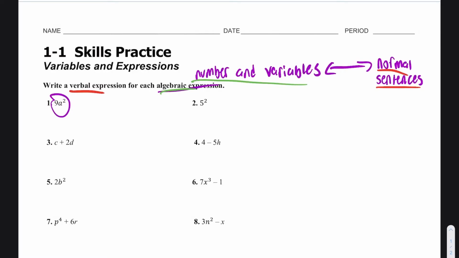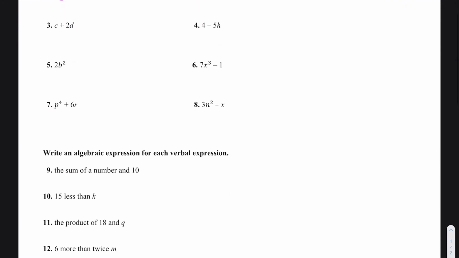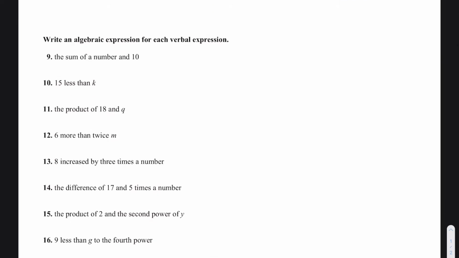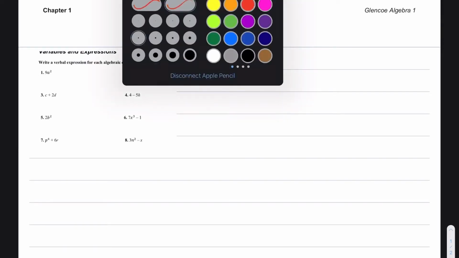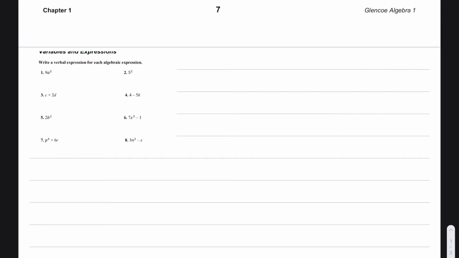So in this first part, number 1 through 8, it's all algebra. Those are the numbers and letters that are variables. And in the bottom part, it is the sentences, and we're going to turn those into the numbers and letters. I made a little copy down here so that way I could have lined paper because I expect you to complete your work on lined paper.